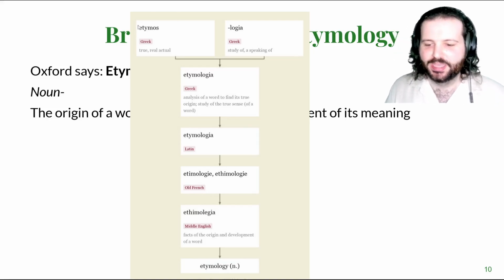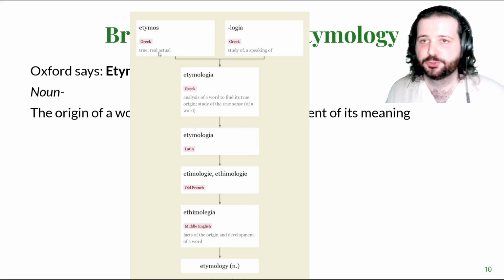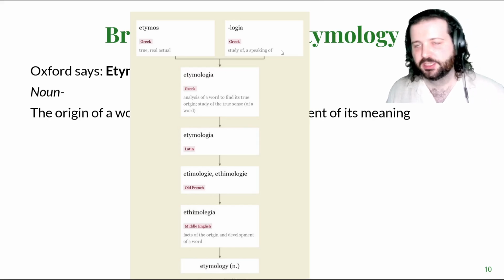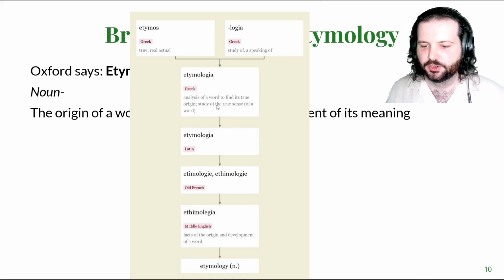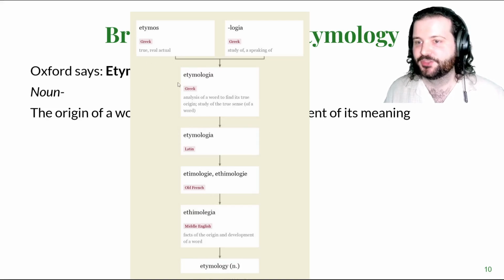So we go way back to ancient Greece, where they've got the word etymos, which means true or real or actual, and then logia, which means the study of. So they created the word etymologia, which means the study of a word to find out its origin. That's way back in ancient Greece too. They thought about this as well.